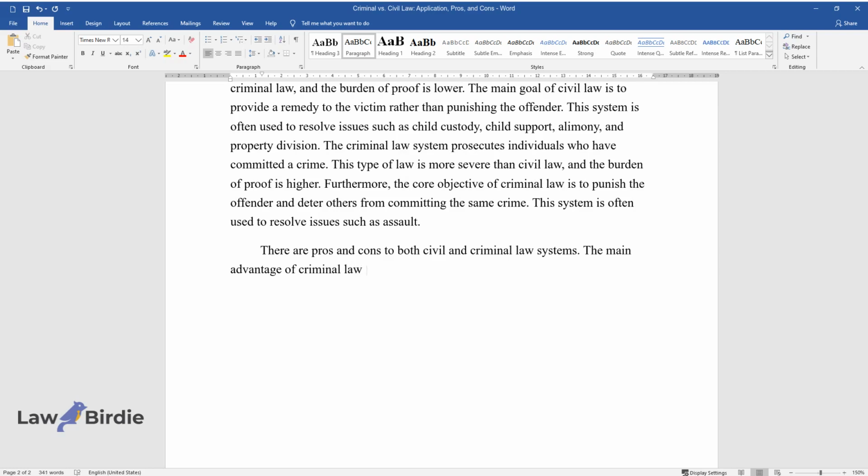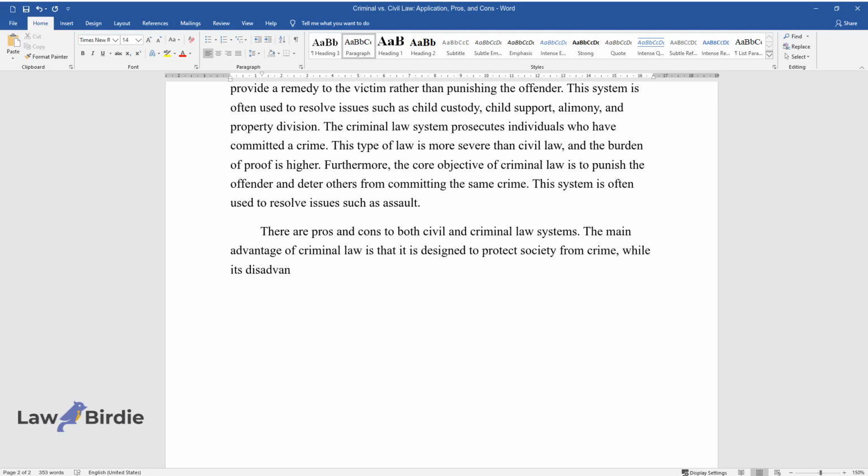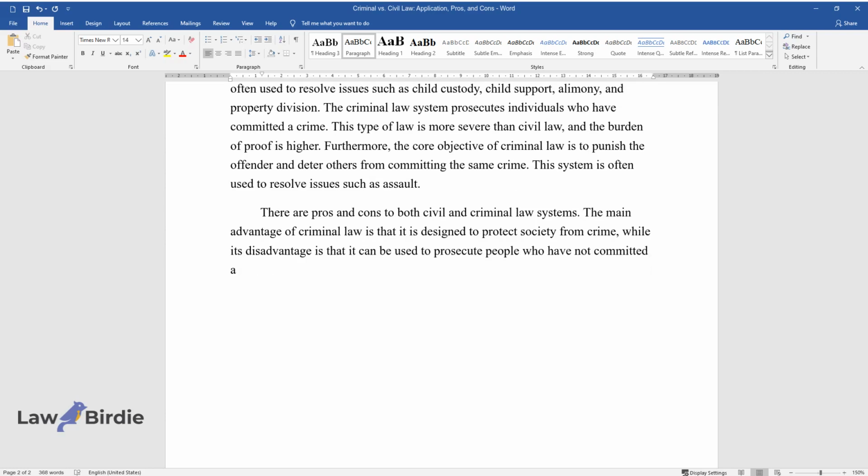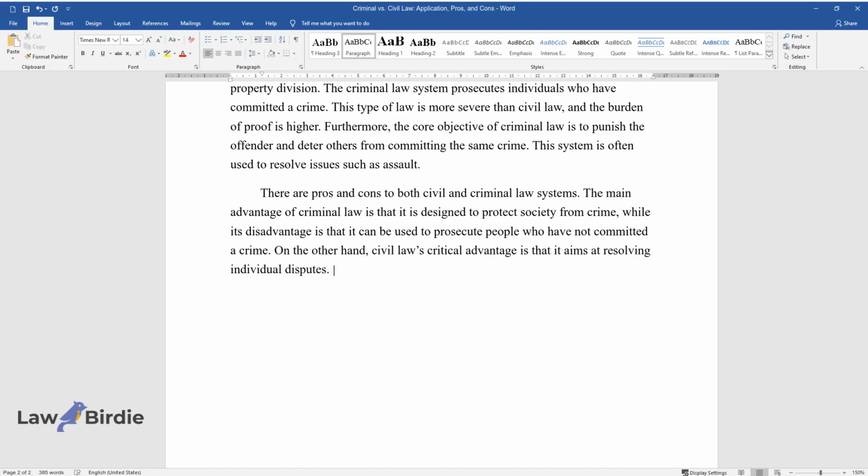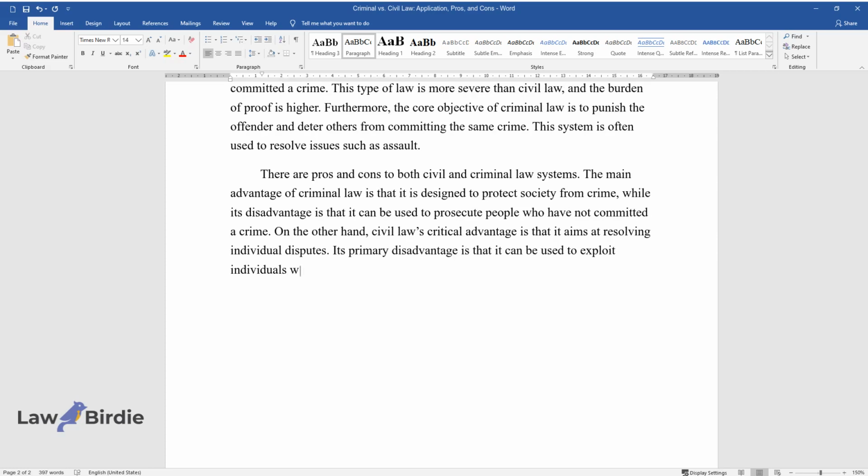The main advantage of criminal law is that it is designed to protect society from crime, while its disadvantage is that it can be used to prosecute people who have not committed a crime. On the other hand, civil law's critical advantage is that it aims at resolving individual disputes. Its primary disadvantage is that it can be used to exploit individuals who are not involved in a dispute.